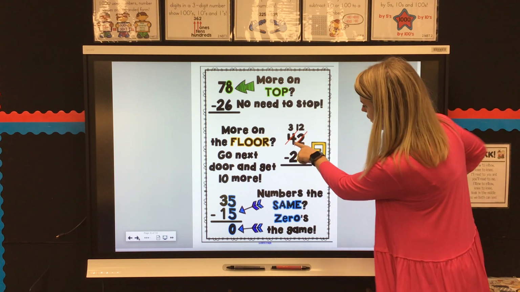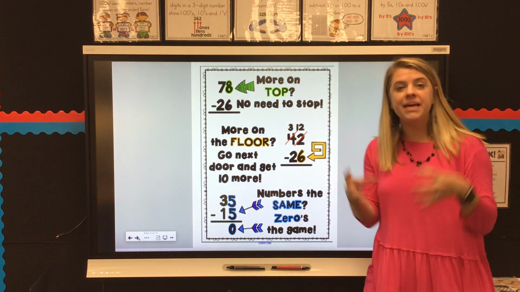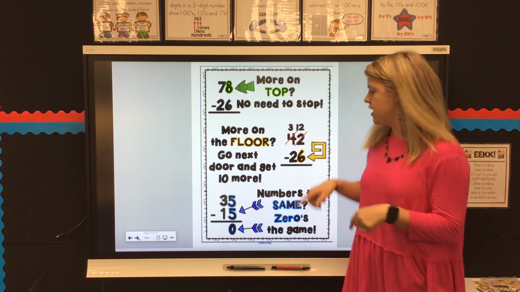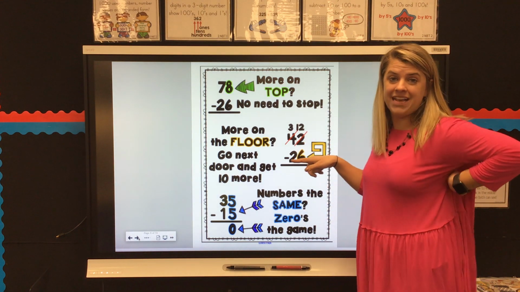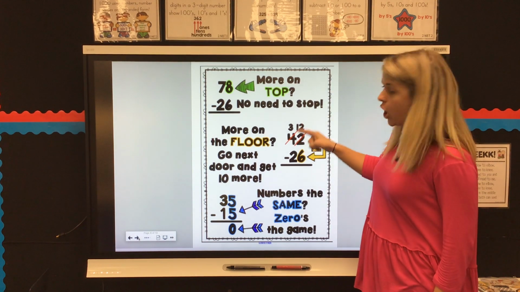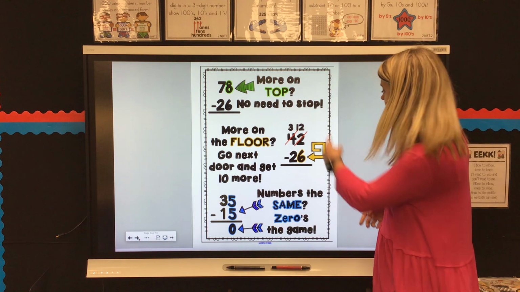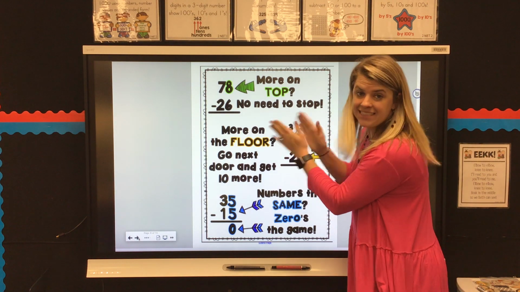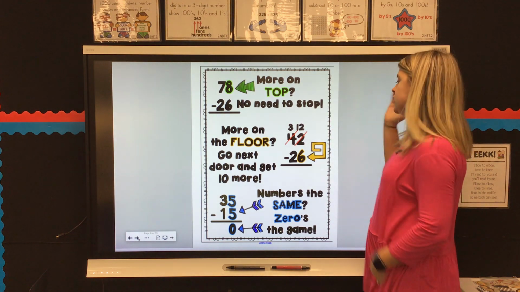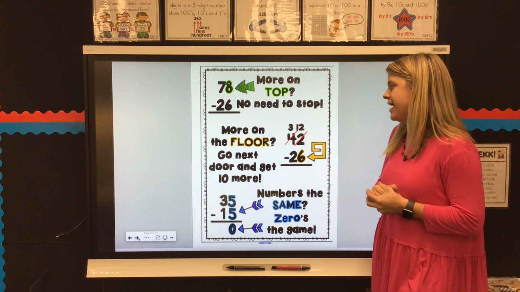So if we're looking here, 42 minus 26. The bigger number of ones is on the bottom or the floor. We cannot take away 6 because we only have 2. So we have to go next door and get 10 more ones. Okay? So we take away that 10 rod and we break it into 10 ones. So we got 10 more. 12 minus 6, we can do that.